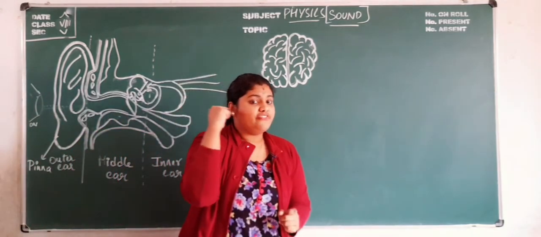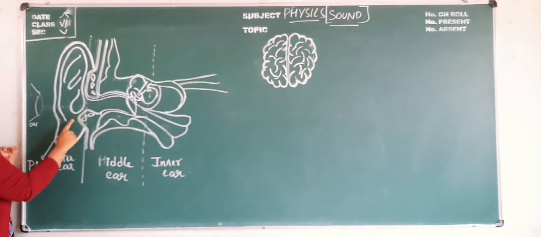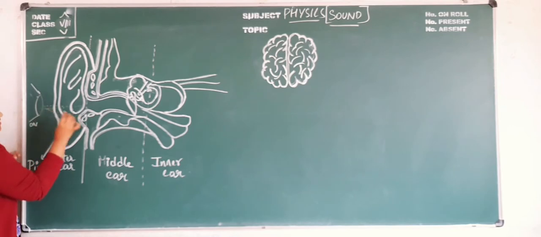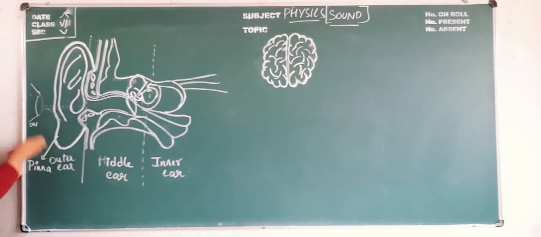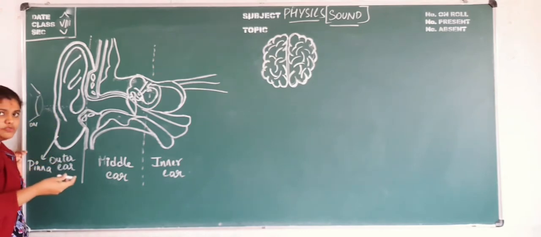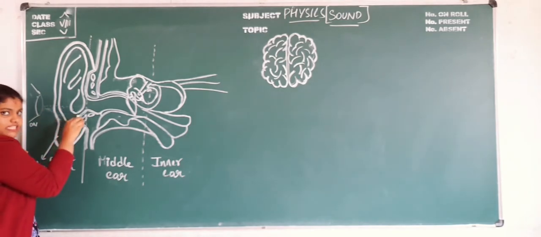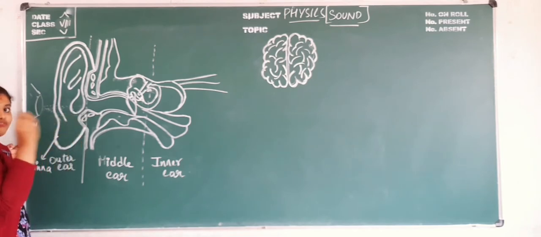you can see a funnel type structure. You can see a hole. This is the opening of the ear, where the vibrations travel through this hole. This is the funnel-like structure. When the particles are vibrating and sound is produced, it moves into the outer ear through this hole, that is the funnel.